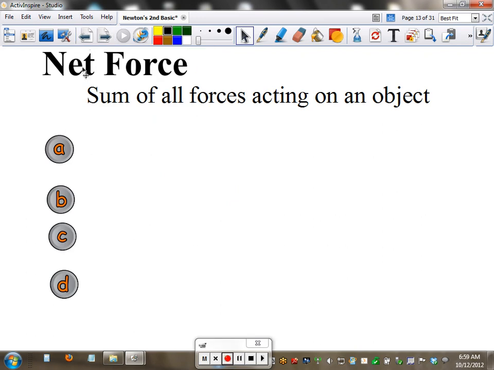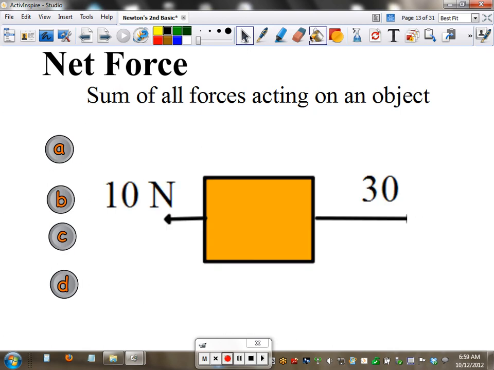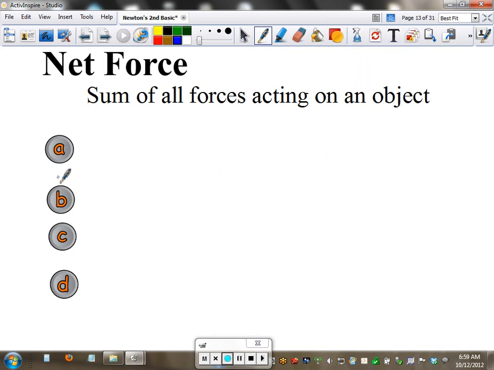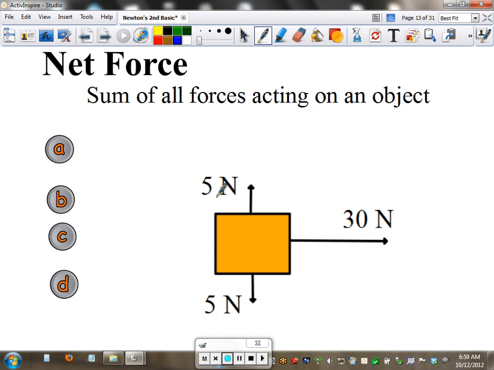Well, net force, really quick. Write this definition down: the sum of all forces acting on an object. For example, the net force here is 20 that way. 30, and 10 in the opposite direction cancels out, so the answer is 20. Try this one. Here's the answer. These two cancel. 30 to the right.